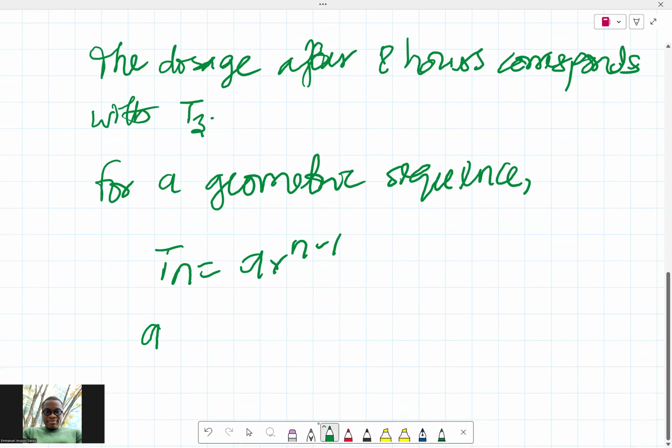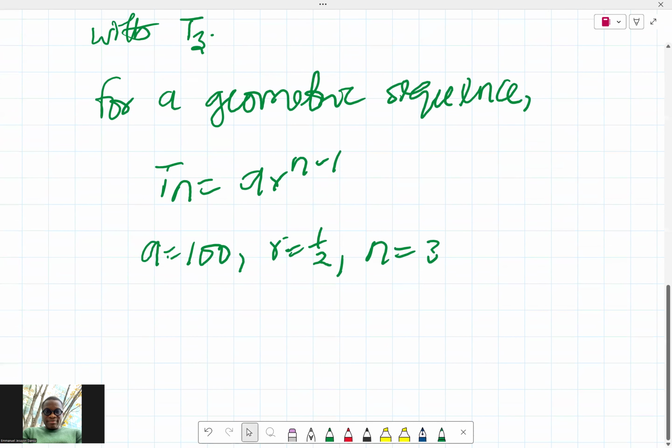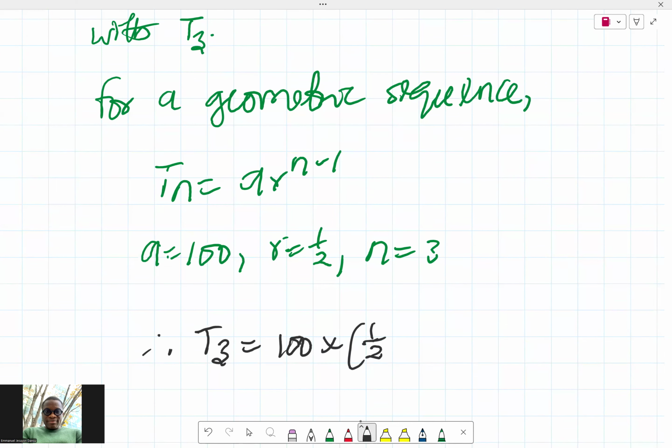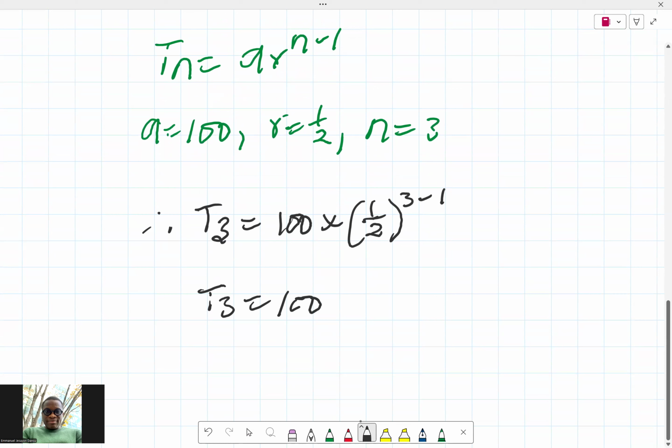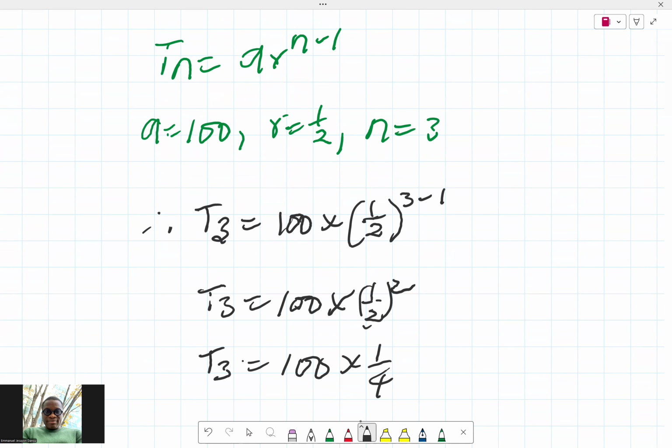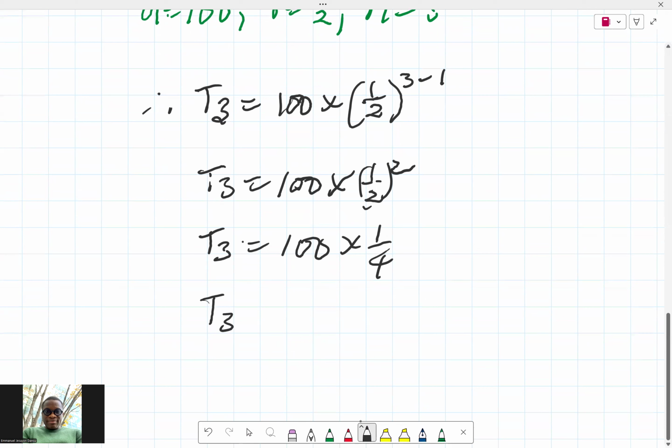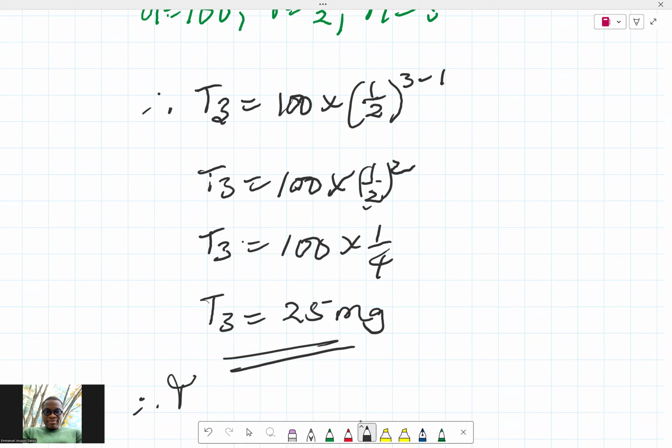So here we already have A to be 100 milligram. We have common ratio is half. And here n is equal to 3 because it's the third term. Therefore T3 is equal to 100 times 1 over 2 raised to power 3 minus 1. So T3 is equal to 100 times 1 over 2 squared, that is 100 times 1 over 4. And that gives us the 25 we already got, right? 25 milligram.